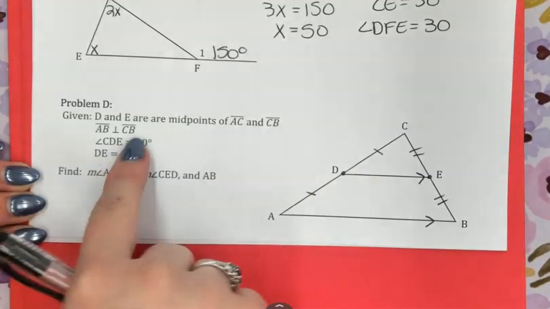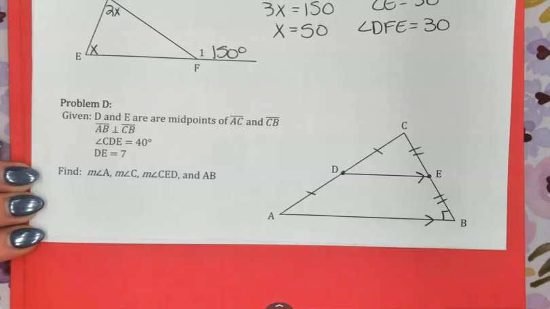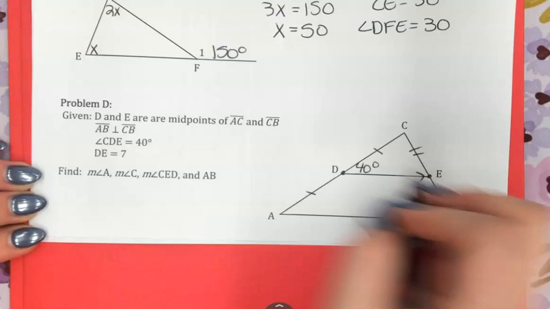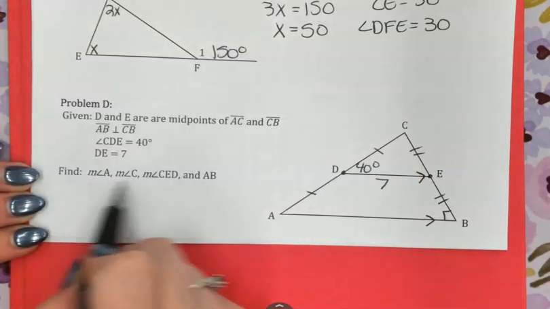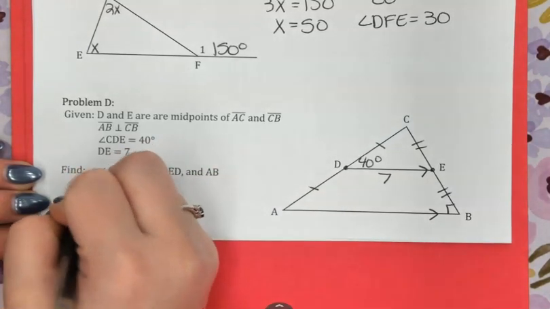So let's continue on with what I'm given. AB is perpendicular to CB. That means that this is going to be a right angle. Angle CDE is 40 degrees, and DE is 7 long. So I want to find these four things, and I'm just going to go in the order it asks for them. So starting with angle A.